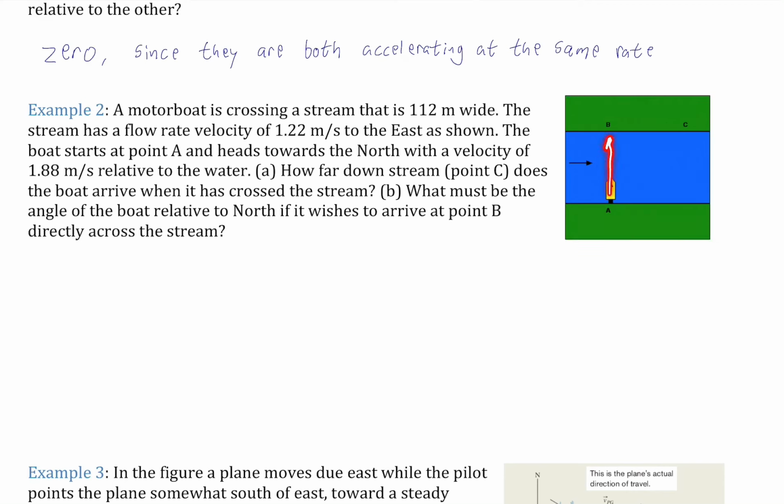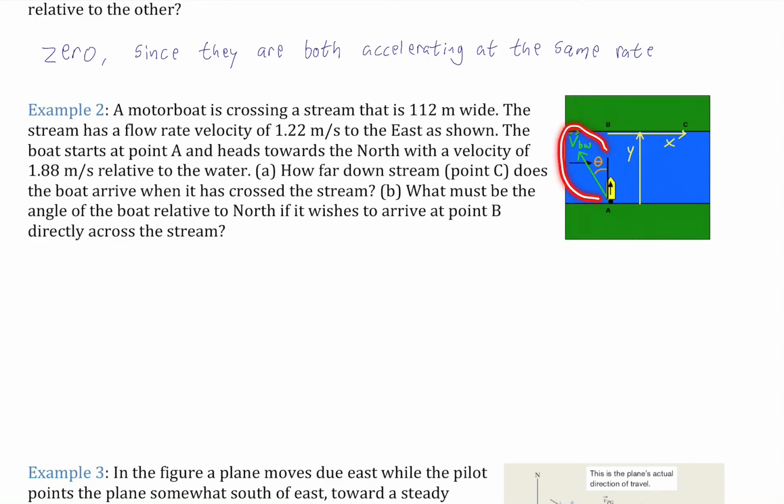It's trying to head straight to B, naively, but of course that's not going to happen because it's going to get pulled downstream as it crosses. But its heading is pointing straight across the whole time. What must be the angle of the boat relative to north if it wishes to arrive at point B directly across the stream? That will be part B. All right, so I've drawn a couple things.